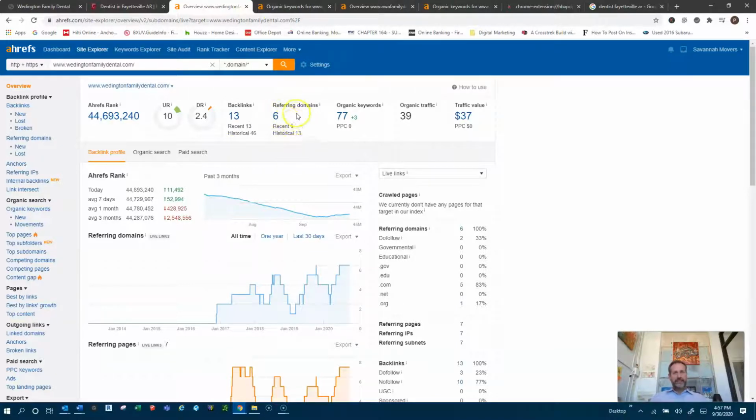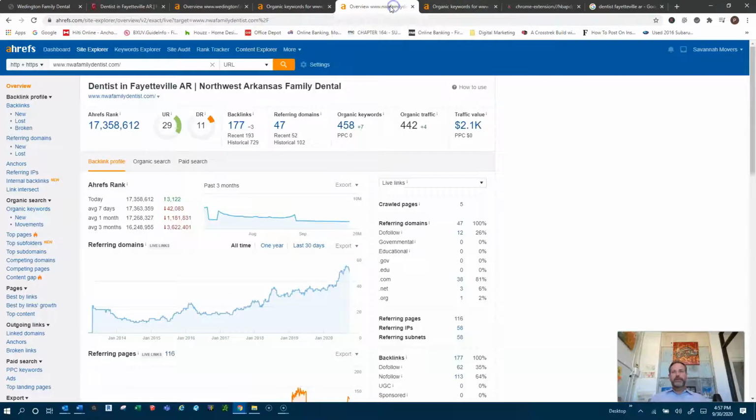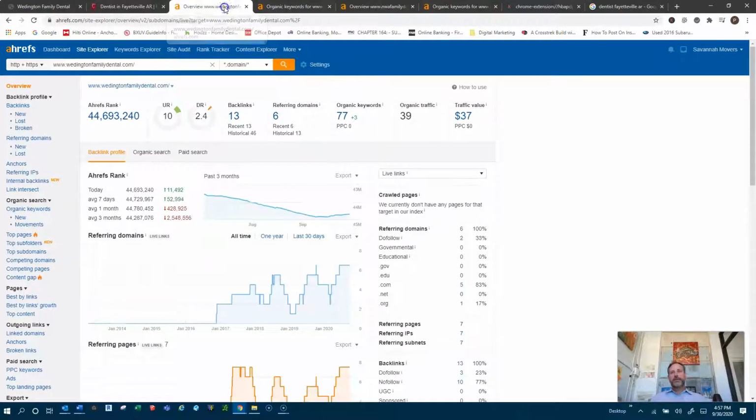You guys only have 6 referring domains right now. Just to look at your competitor, they have 47 referring domains. This is not a lot, but they're definitely ranking higher than you guys because of that. These two metrics here are kind of the strength of your domain and your URL, and you want those to be optimized on almost a 1-to-1 ratio, as close as possible.